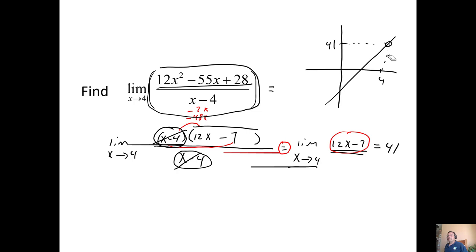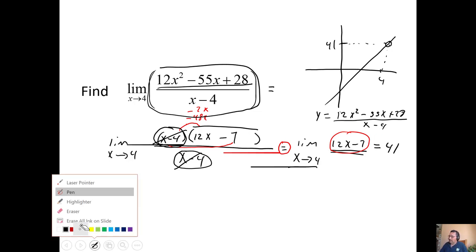And so when I see your drawings, I expect your drawings to have holes where your function is not defined, asymptotes where your limit is tending to infinity, and you know you need to include the holes, not just the line. This is not a line. This is a line with a hole in it, right? So this would be y equals 12x squared minus 55x plus 28, all divided by x minus 4.